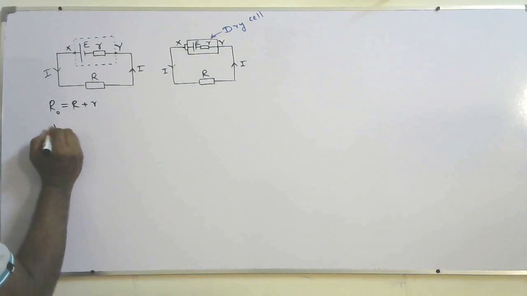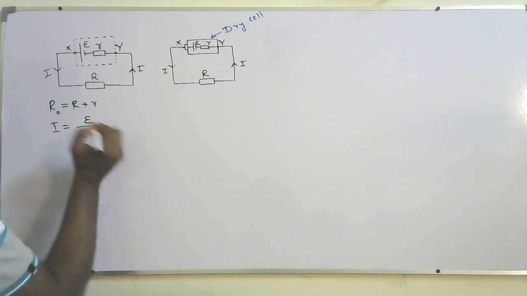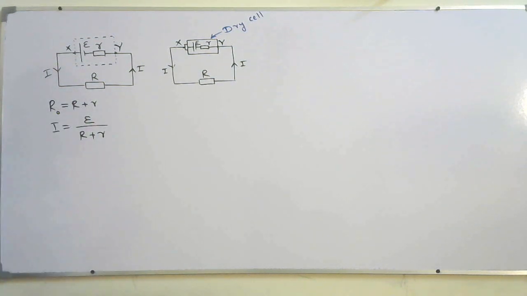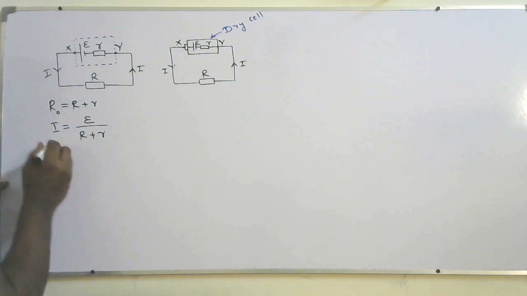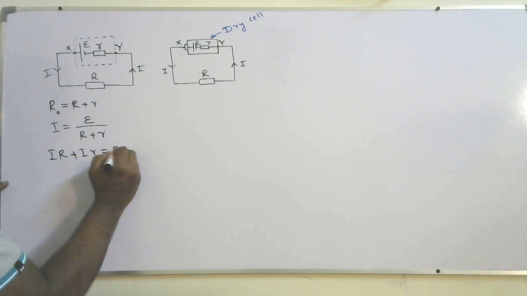So the current flow is given by EMF over R plus r. So symbol r is the internal resistance of the cell. So cross multiply: IR plus Ir equal to EMF.